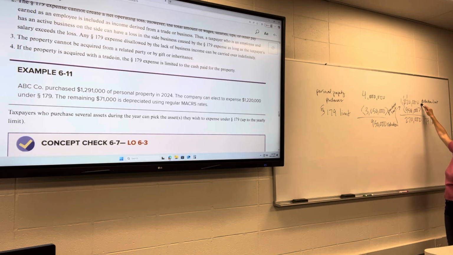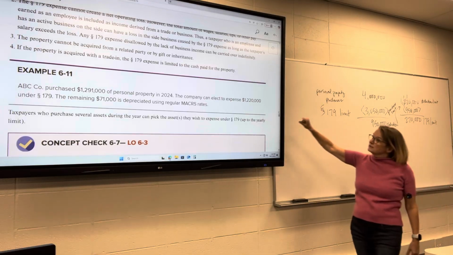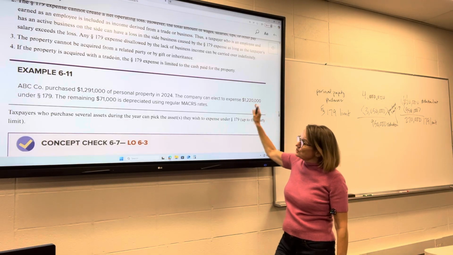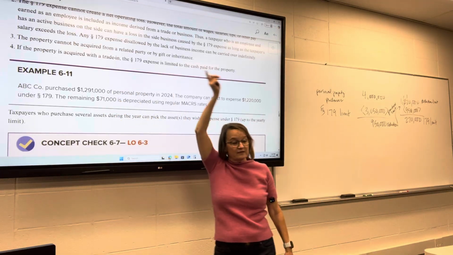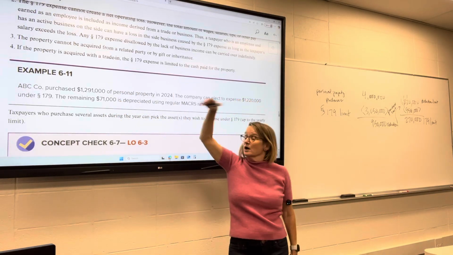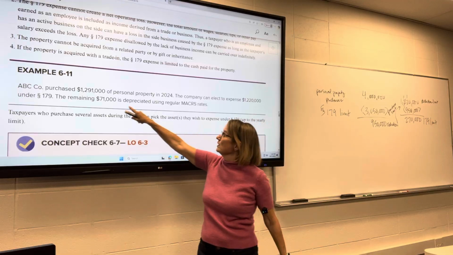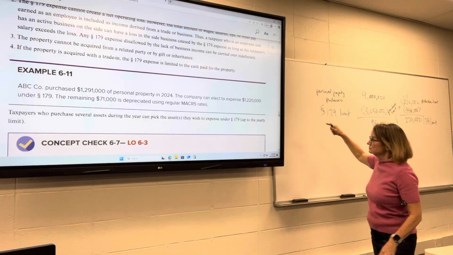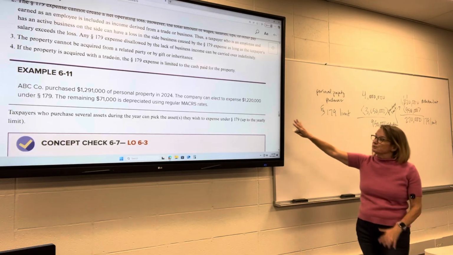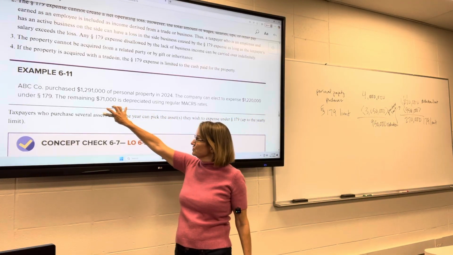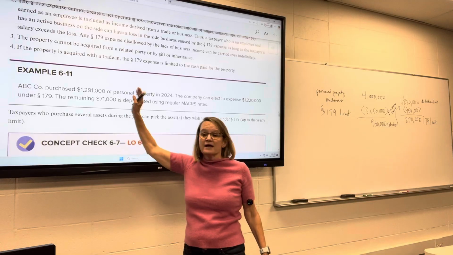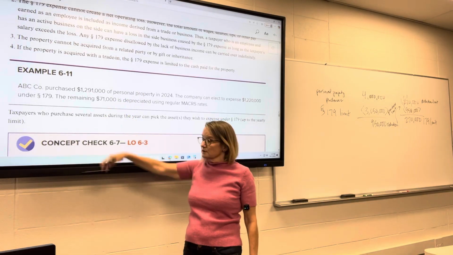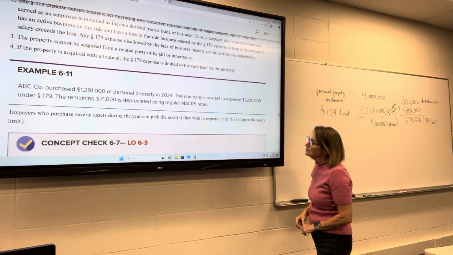So we can go over here. Our total limit is now the $1,220,000. So they're going to have this $71,000 left over. Normally, the rest of it would be depreciated using MACRS depreciation, which we talked about earlier. That's what we would use to depreciate the $71,000. So there are kind of two components to that.